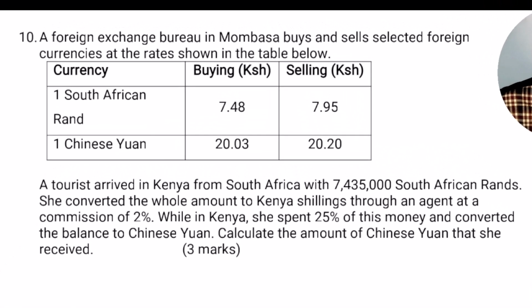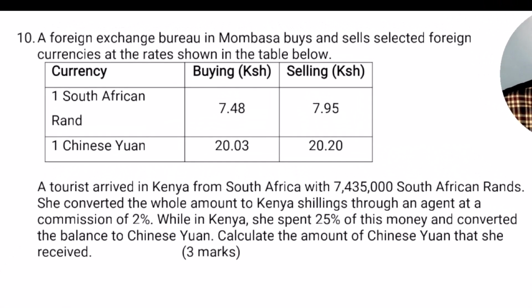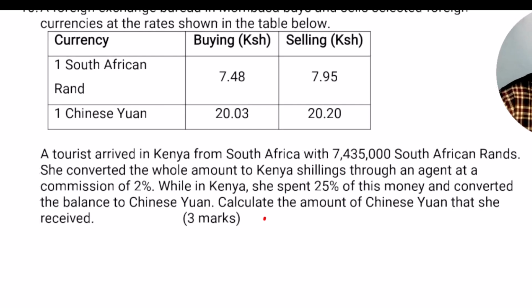A tourist arrived in Kenya from South Africa with 7,435,000 South African rands. She converted the whole amount to Kenyan shillings through an agent at a commission of 2%. While in Kenya, she spent 25% of the money and converted the balance to Chinese yuan. Calculate the amount of Chinese yuan she received. So that is the question. Let's go to the solution and see how you're supposed to solve that question.